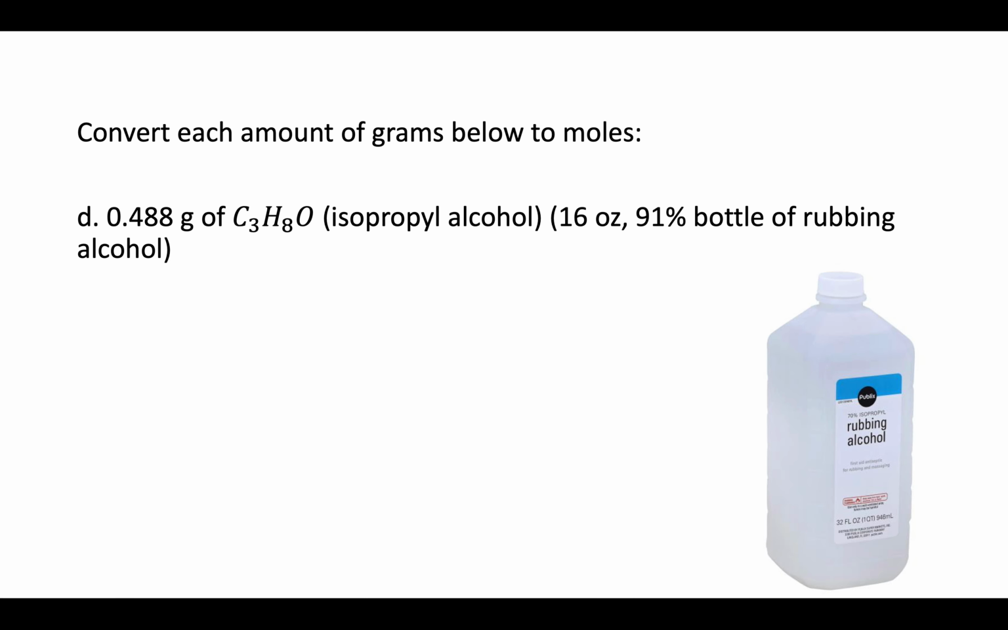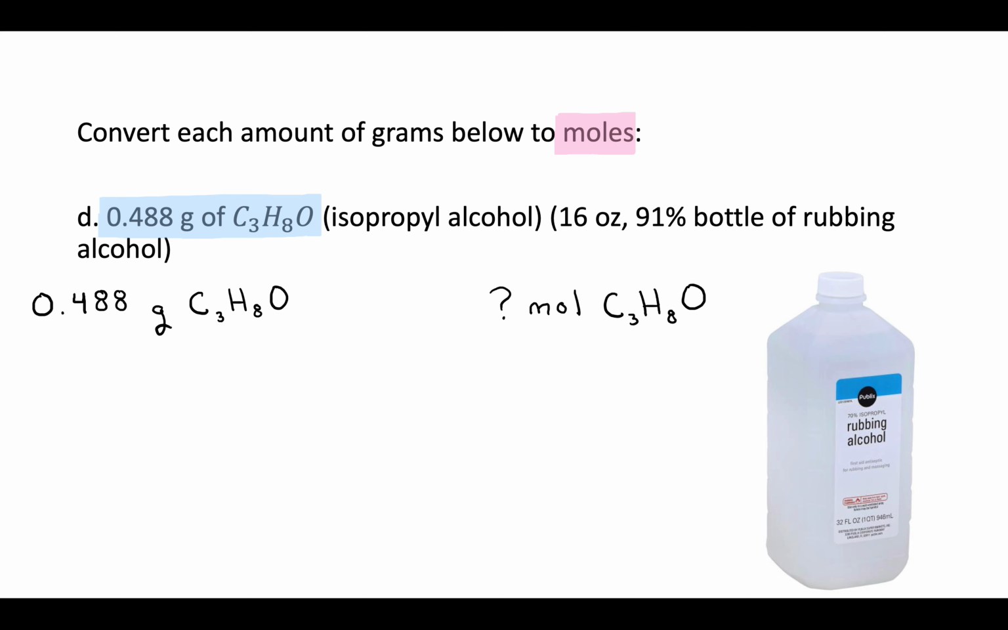All right, now let's convert the amount of grams of this isopropyl alcohol to moles. Isopropyl alcohol is rubbing alcohol. You use it to disinfect wounds. So, what units are they asking for? Moles of isopropyl alcohol, C3H8O. What number are they giving us? 0.488 grams of isopropyl alcohol, C3H8O.